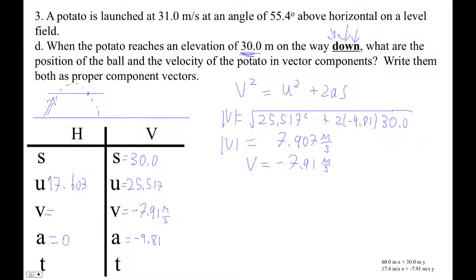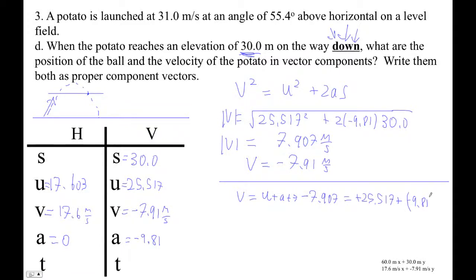Now our final horizontal velocity is the same as the initial, 17.6 meters per second. All we really need to do now is find the time. So on the vertical side, I'm going to use V equals U plus AT. So negative 7.907 equals positive 25.517 plus negative 9.81 times t.